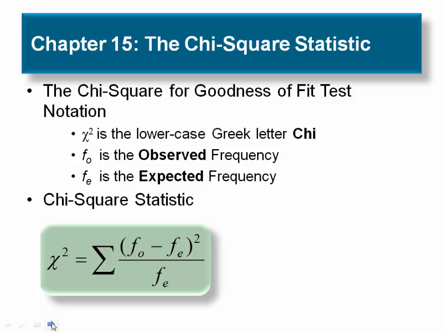We will be using this formula for both the chi-square goodness of fit test and the chi-square test of independence. The difference will be in how we calculate the expected frequencies.